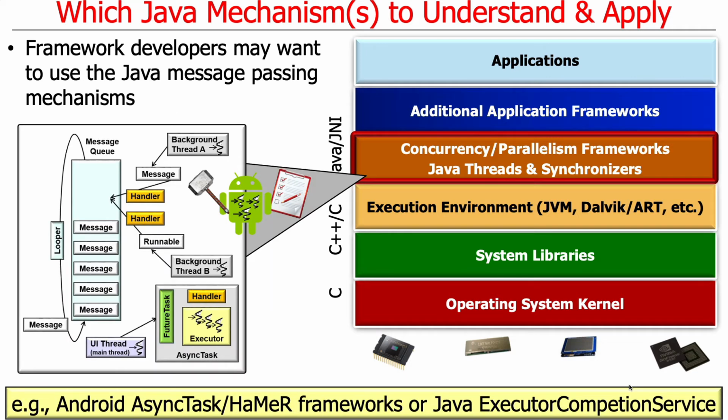The next set of things is a bunch of frameworks. We have frameworks like the Java Executor CompletionService and Java ExecutorService, various mechanisms that are part of Java 5. Android has a bunch of things called AsyncTasks in older versions, or the Android Handlers, Messages, and Runnables framework, the so-called HaMeR framework. These basically communicate by passing messages from one thread to another thread. So that's another way of doing processing.